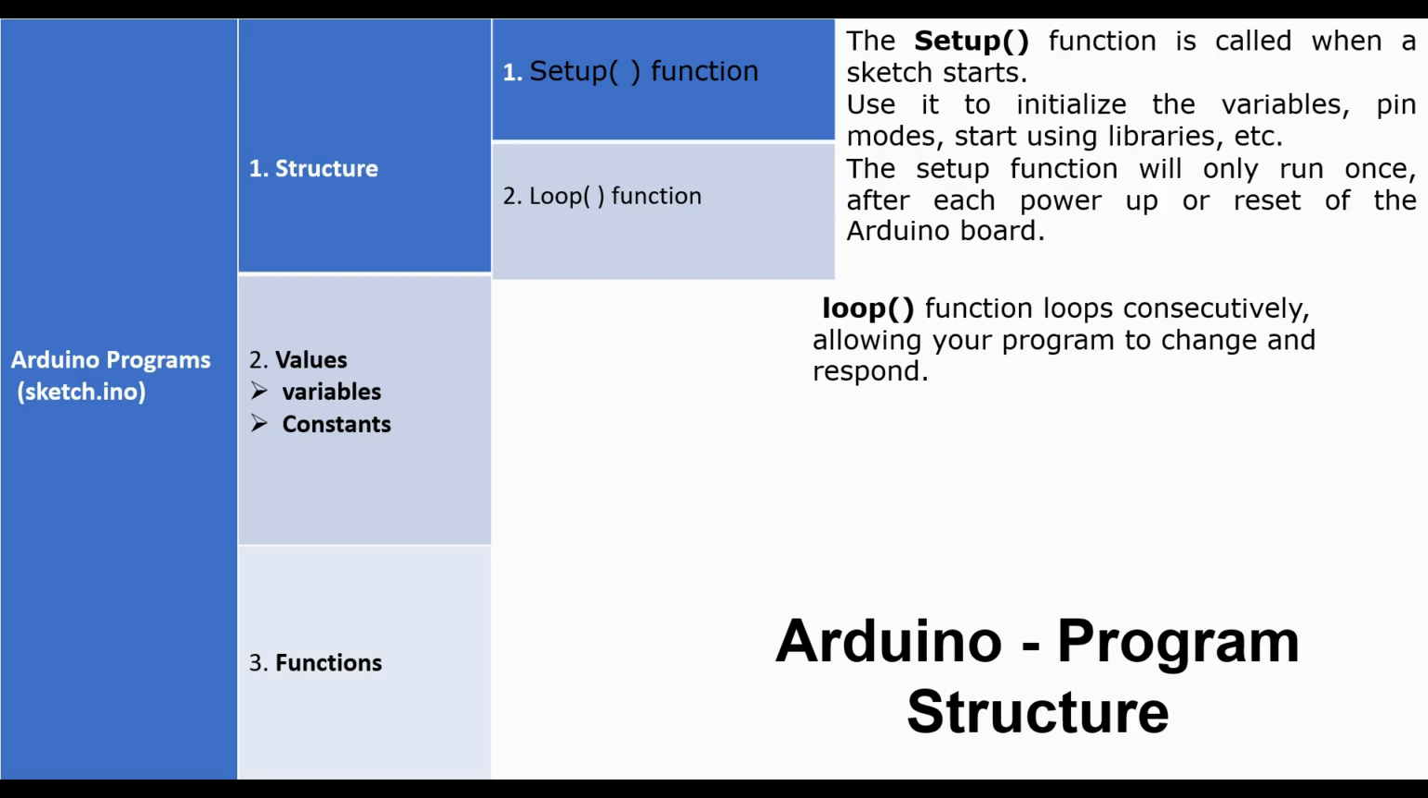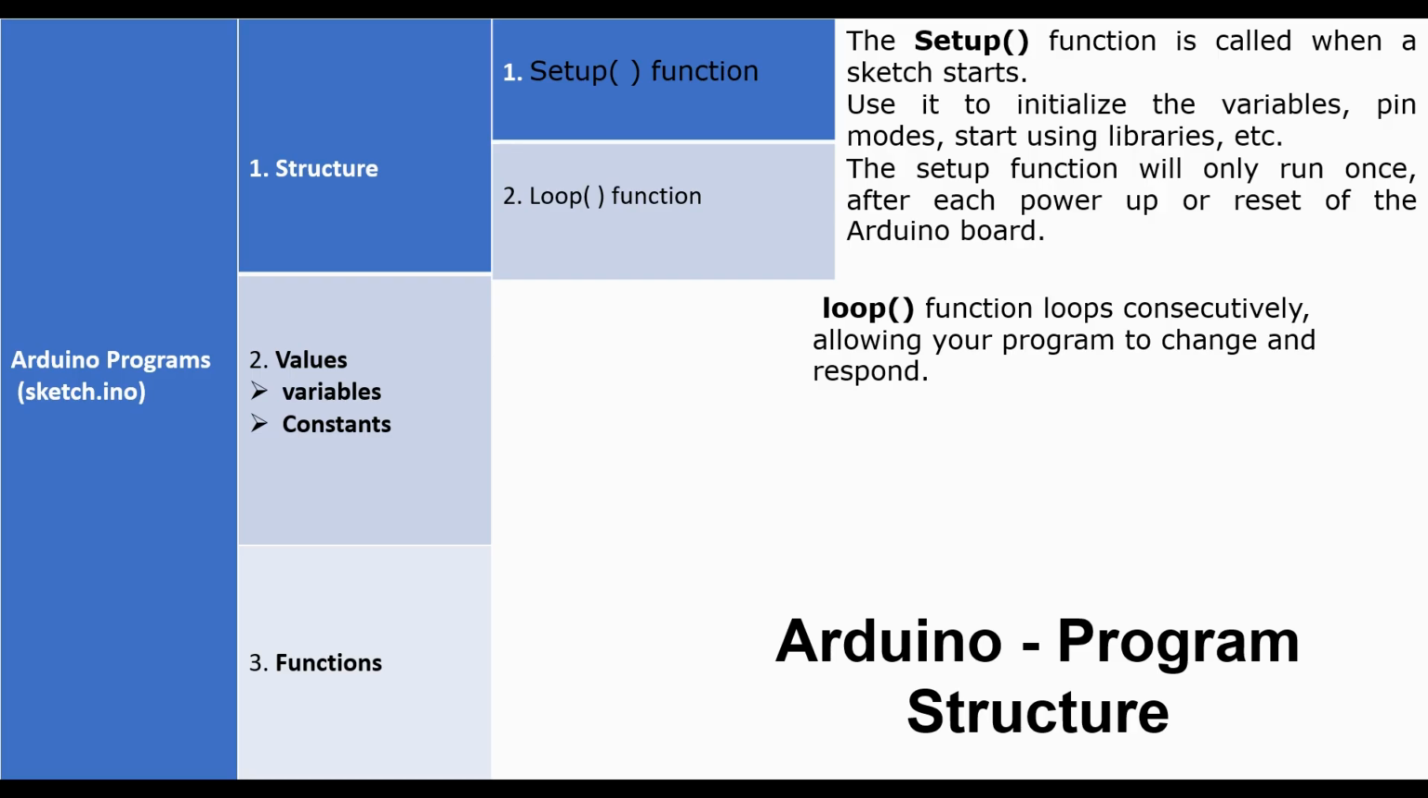So the setup function is run once and initializes the variables, pins and modes. The loop function loops consecutively, allowing your program to change and respond. This will help you in the coming videos where we will be writing code in the sketch.ino file. Hope you have understood the structure.